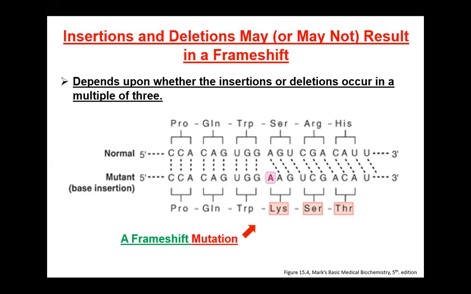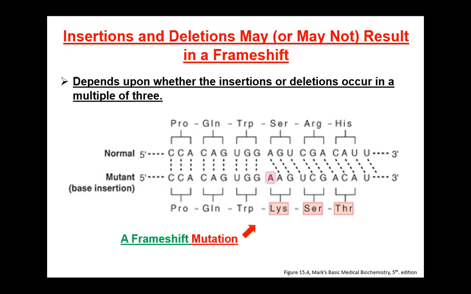So you say it does not mutate because it's a multiple of 3? Say that one more time. So you say it's a frame shift mutation, but it's not a mutation? So let's go back to our definition of a mutation, right? A mutation is any change that occurs in the DNA, right?